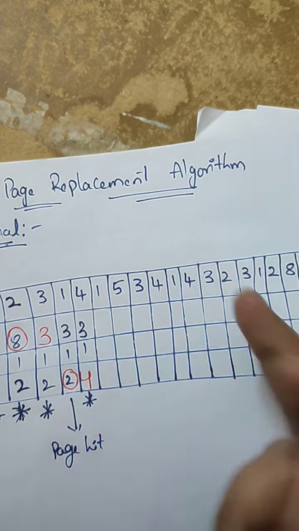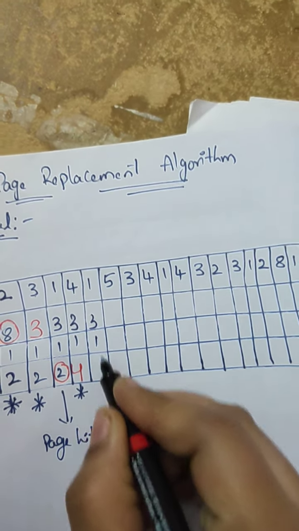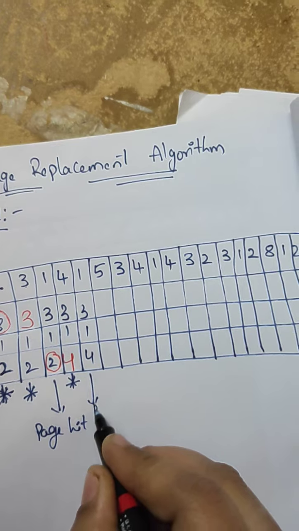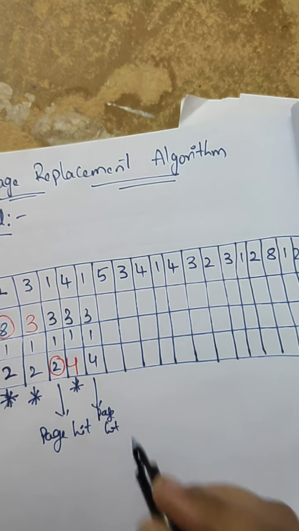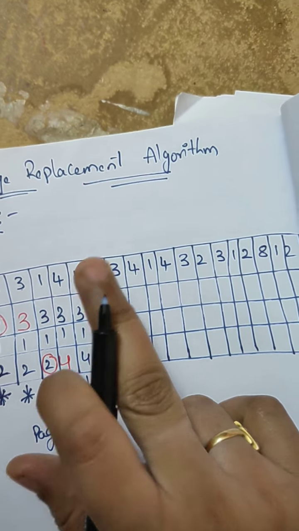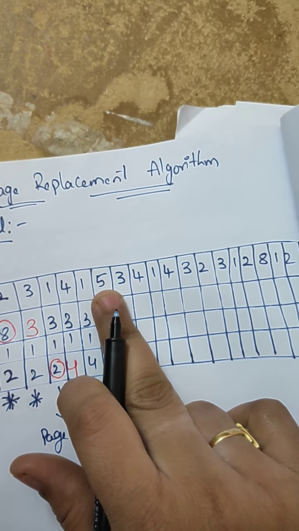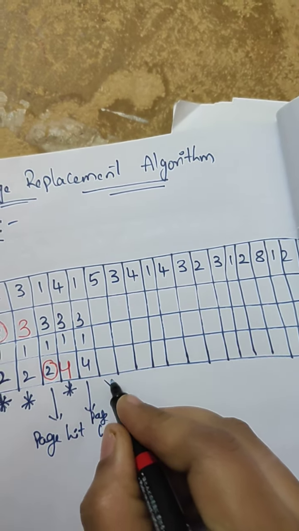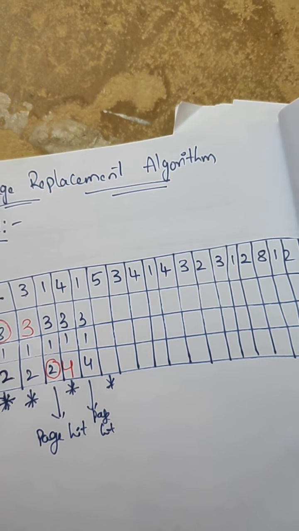The next demanded page is 1. So 1 already exists, so you write and say this is a page hit. Okay, now coming to the 5. The 5th page is not there, that's why it is a page fault, and now it observes.